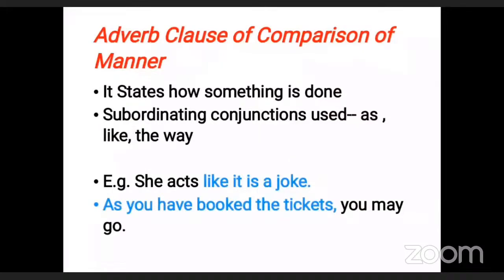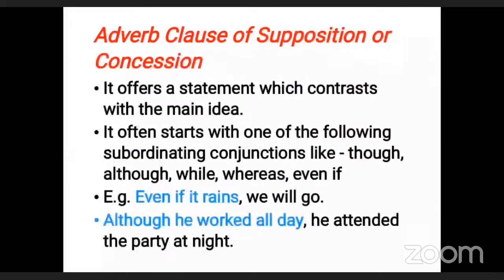Let's see the next one, the adverb clause of supposition, or we can say concession. This adverb clause of supposition or concession offers a statement which contrasts with the main idea, which is completely different. It often starts with one of the following subordinating conjunctions: though, although, while, whereas, even if. With these subordinating conjunctions, mostly our adverb clause of supposition or concession is started.